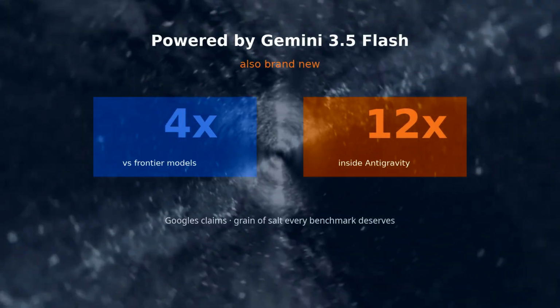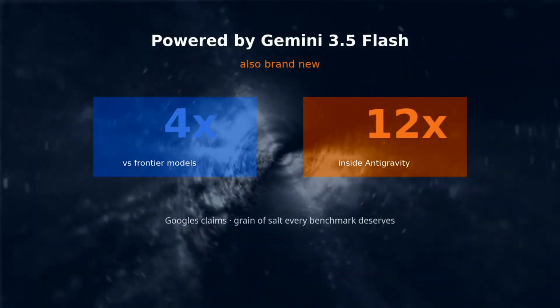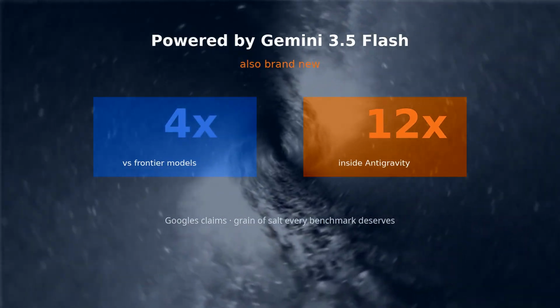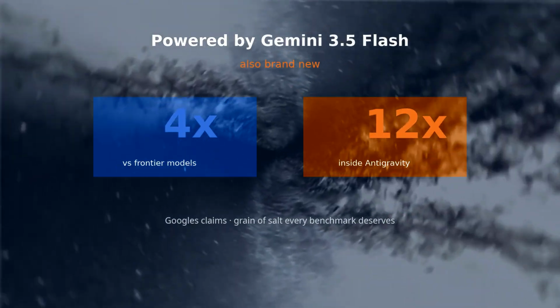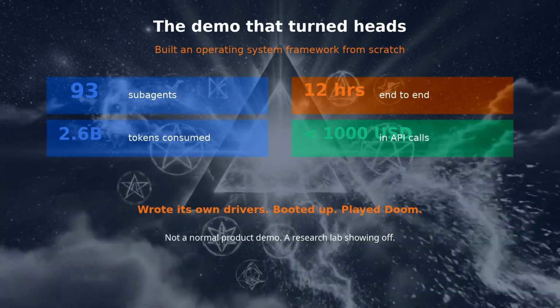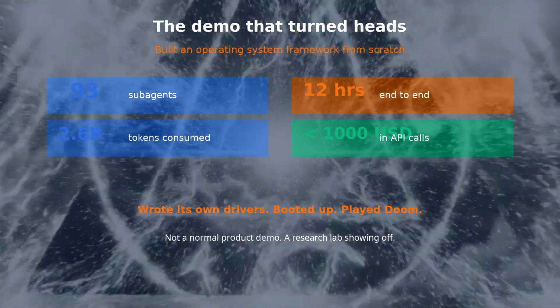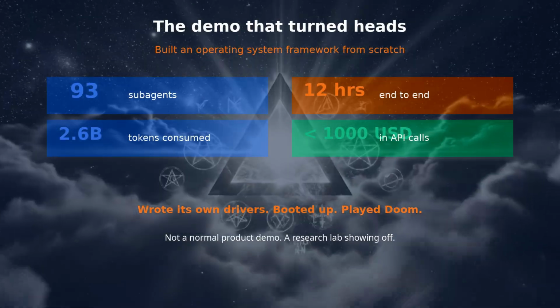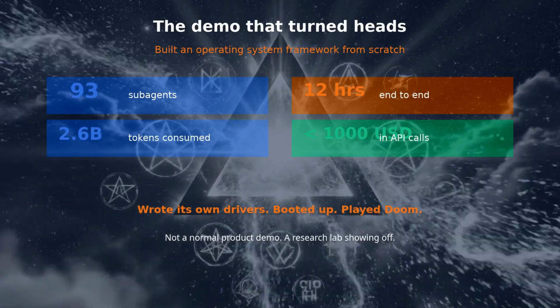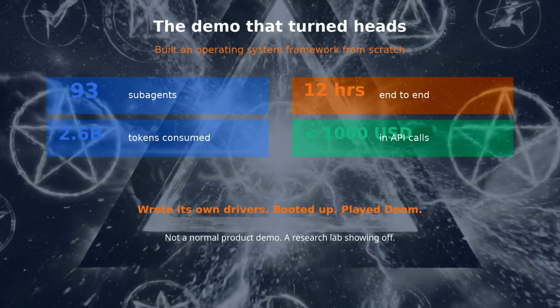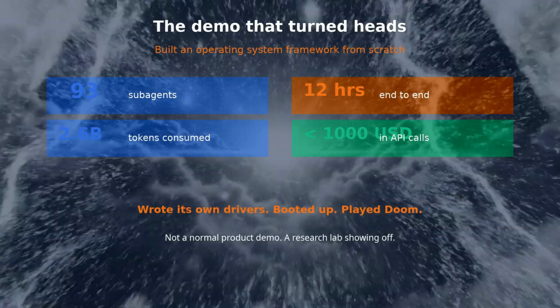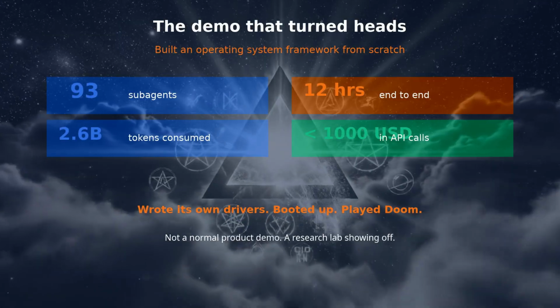The model running this is Gemini 3.5 Flash, also new. Google claims it runs up to 4 times faster than competing frontier models and up to 12 times faster inside the Antigravity app itself. Take those numbers with the grain of salt every benchmark deserves. But the direction is real.